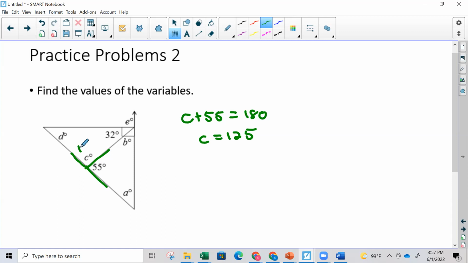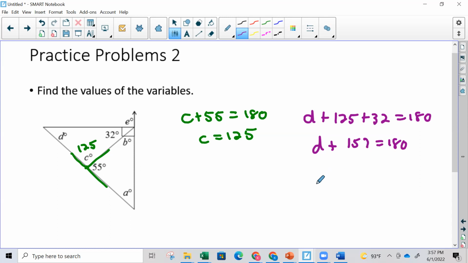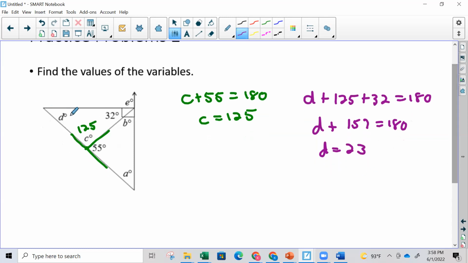And once you know it, always put it back in, because now I have two angles in a triangle, and so I can find D by adding those three angles together and setting them equal to 180, or again, just subtracting those two angles from 180. So this is D plus 157 equals 180, and then if you subtract 157, you get 23. I'm going to put that in. It might help, it might not.